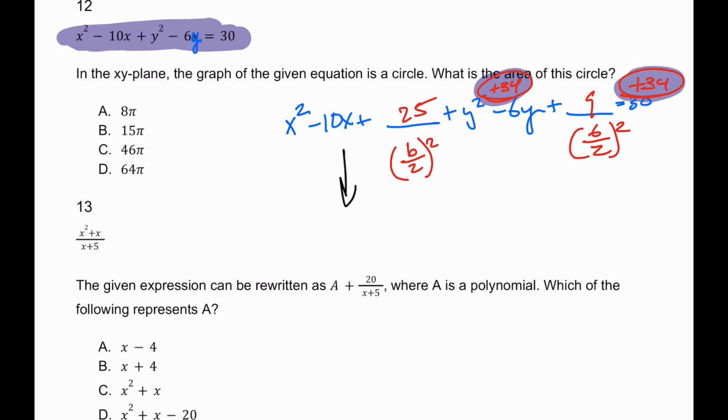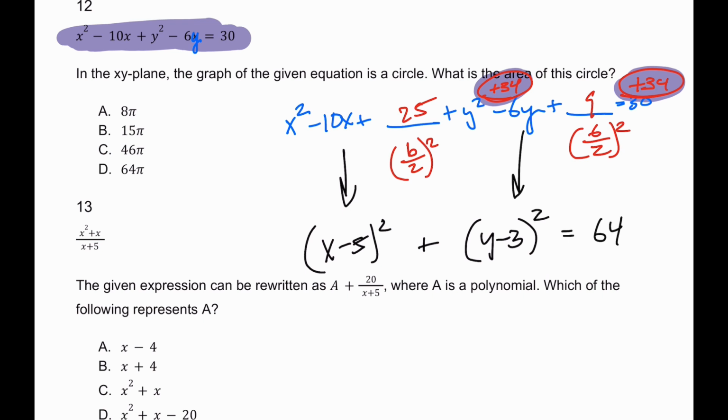So from here, this becomes x minus 5 squared, factoring that, plus y minus 3 squared equals 64. And again, why did I factor? Well, that's the whole point of completing the square, so that you can create this perfect square.